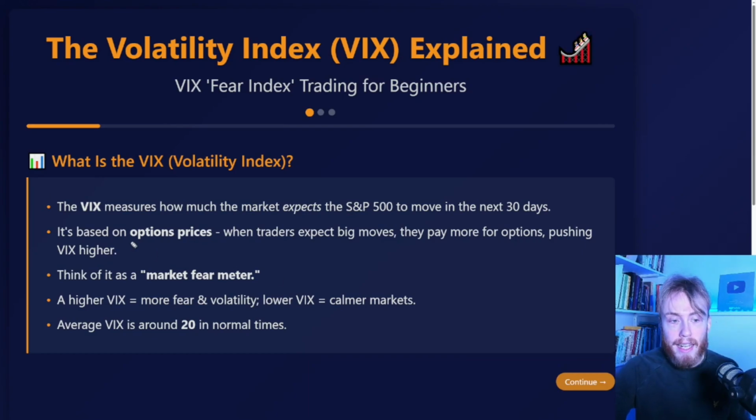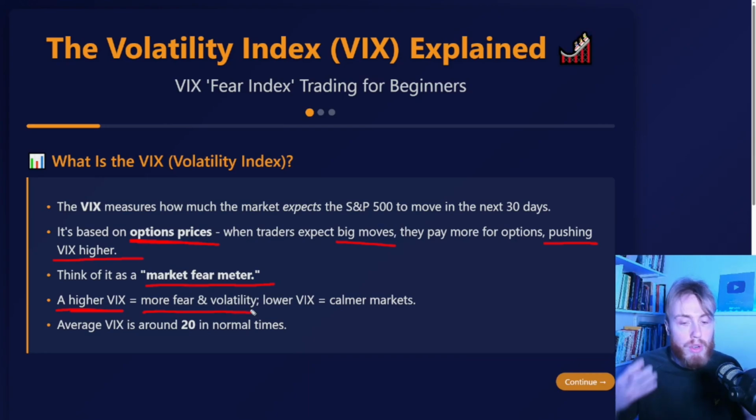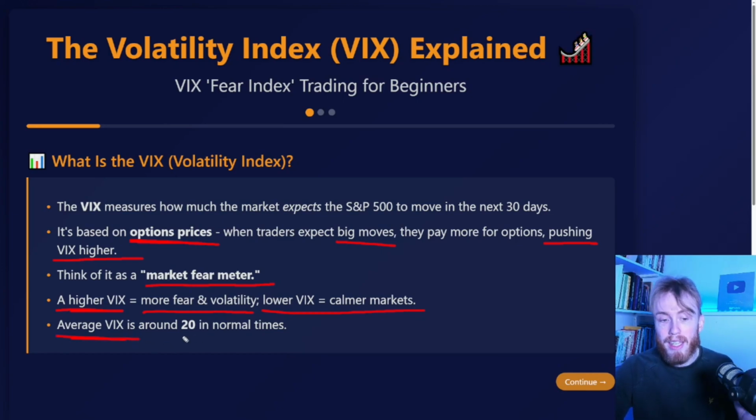And the VIX is actually based on options prices. When traders expect big moves, they will pay more for options, and this will actually push the VIX higher. So a simple beginner-friendly way to think about the VIX is that you can think about it as a fear meter. So when we have a high VIX, we usually have more fear and more volatility in the market. And when we have a lower VIX, we usually have calmer markets. And an average VIX is around 20.